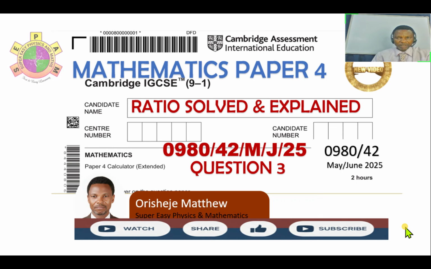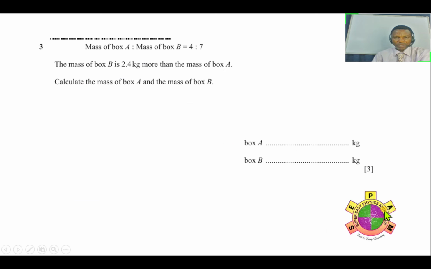Mathematics Paper 4, 0980, Variant 2, May-June 2025. We're going to be looking at the full question, but today we're going to be looking at ratio and we're going to look at the first question, question 3. And this question 3 has to do with comparison of the mass of two buses.